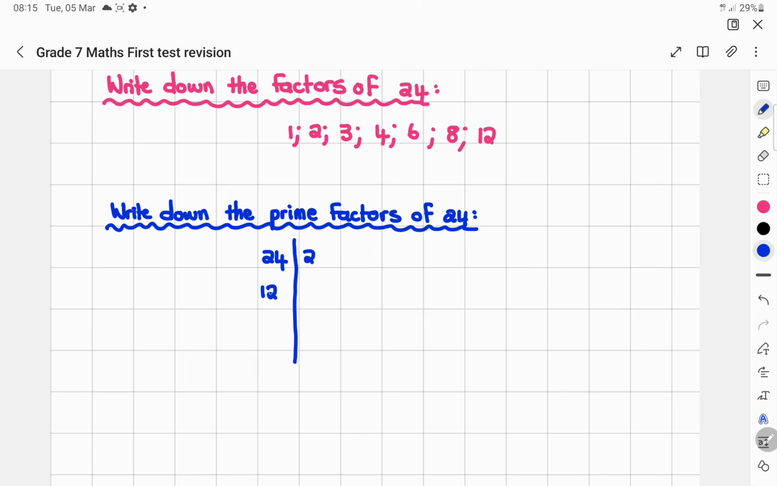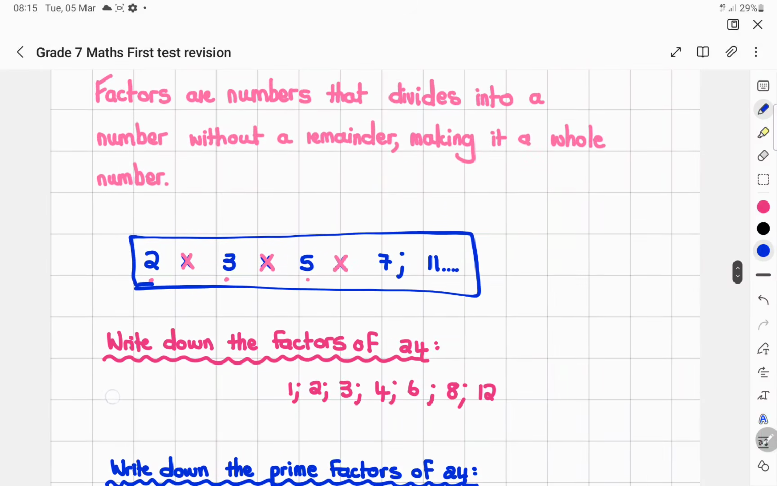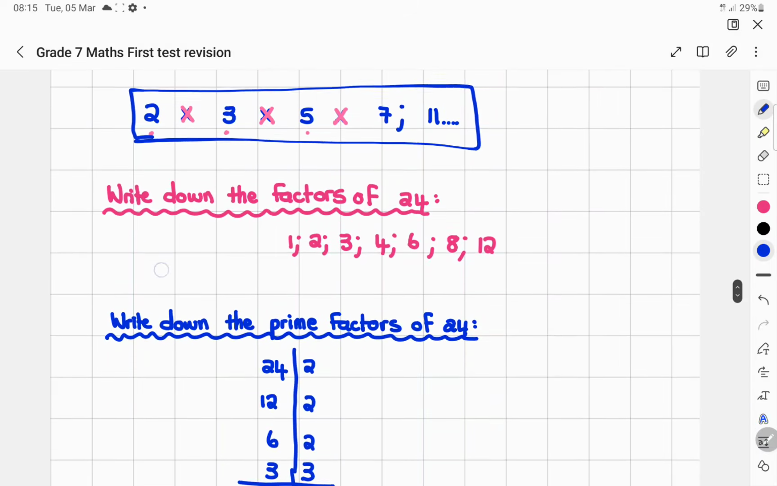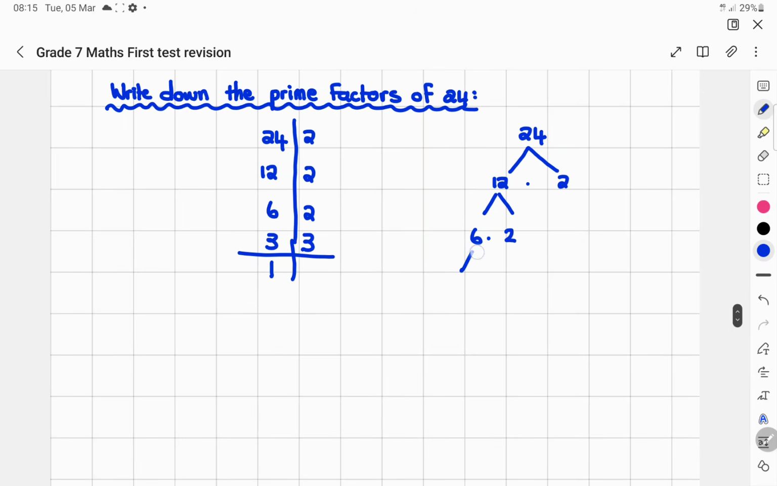And then you get 12. 12 divided by 2 is 6. 6 divided by 2 is 3. And 3 divided by 3 is 1. And that is where you stop. Okay, so if you look over here, 3 is also a prime number. Okay, the other way that I've seen you guys do it, you say 24 is made up out of 12 times 2. Okay, but the 12 can go further, and we make it 6 times 2. And then this 6 over here can go further, and it's 3 times 2.